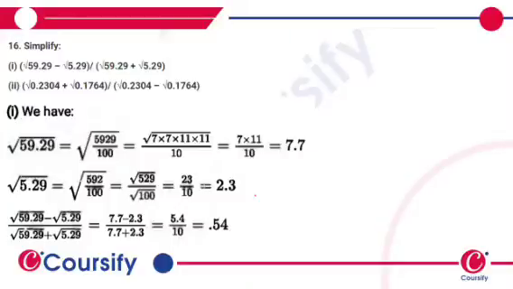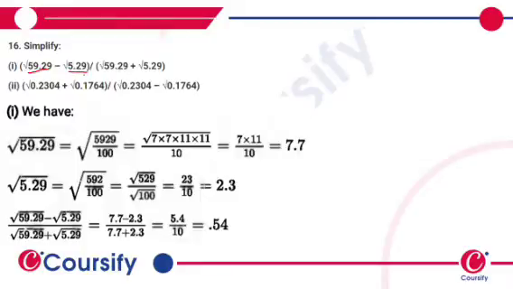Question number 16. So we have two parts. First part is simplify under root 59.29 minus 5.29 under root, divided by under root 59.29 plus under root 5.29. So in this question we have to generally solve 59.29 and 5.29 value for the simplest term without the root.